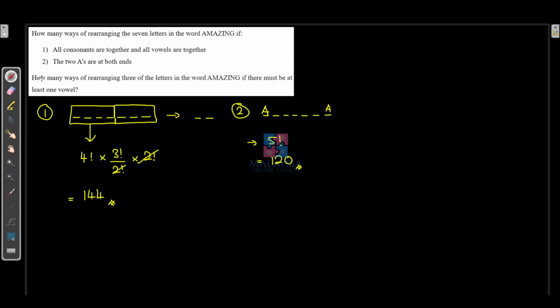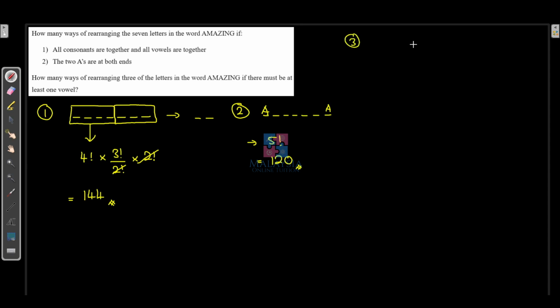And for the last one, how many ways of rearranging 3 of the letters in the word amazing if there must be at least one vowel? Okay, so remember they said one vowel. They didn't say at least one A, okay? One vowel. As long as it is a vowel. So for the last one, we can call this the third part.